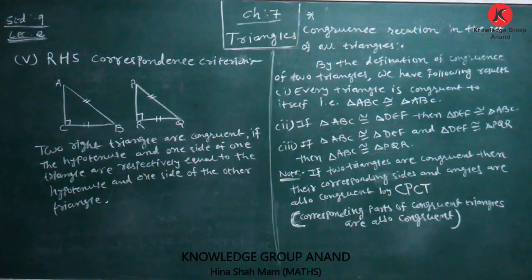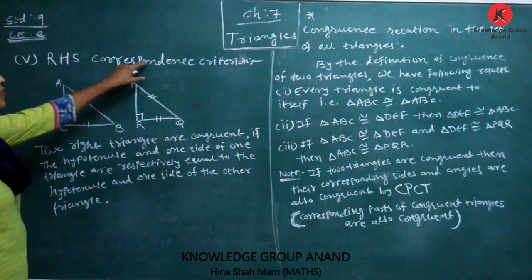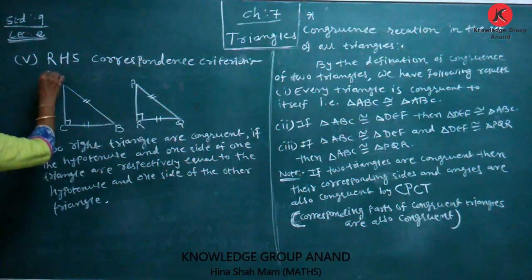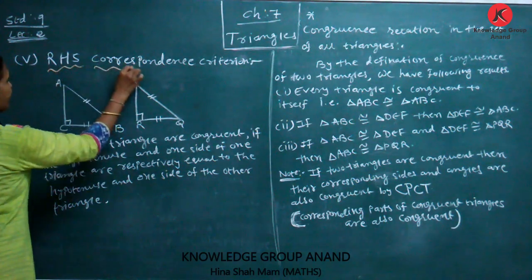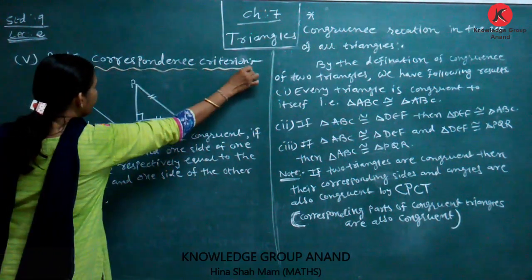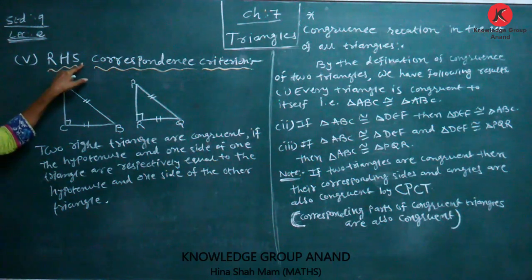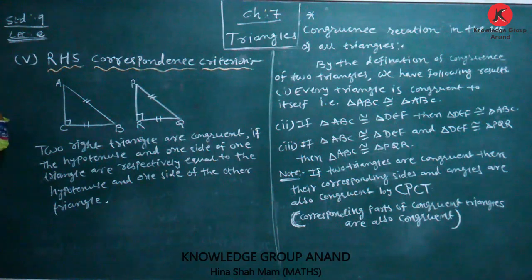Our fifth criteria for triangle, RHS congruence criteria. RHS means right angle, hypotenuse and side. Right angle, in which triangle?